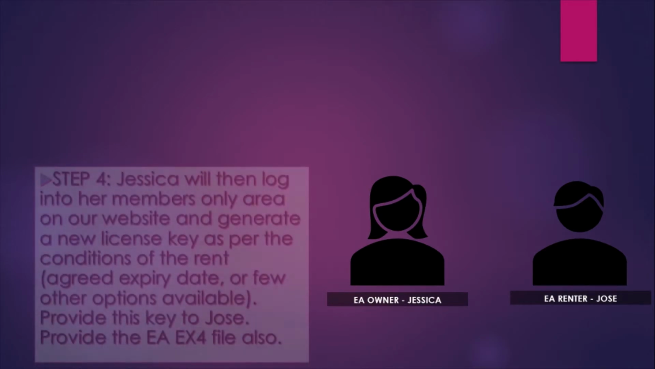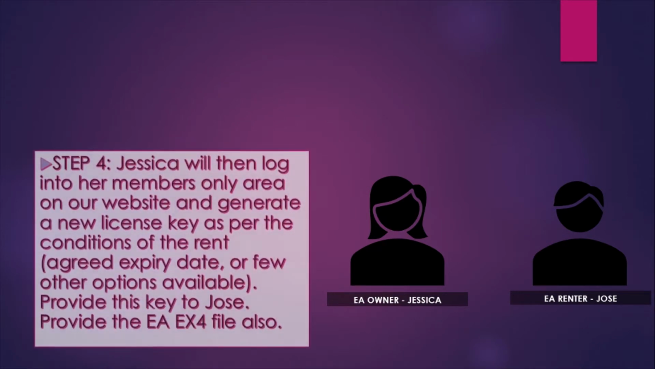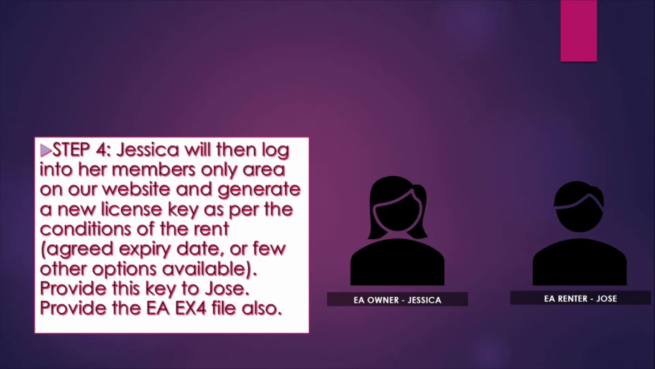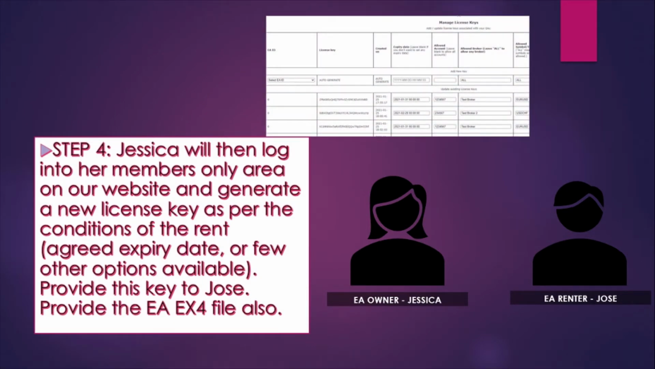Once the payment is done, Jessica will log into the members area and create a license key as per the agreement with Jose, like an expiry date or other options that are available, and provide that key to Jose along with the ex4 file of the EA. Keep in mind, do not share the code, only the ex4 file and the license key.